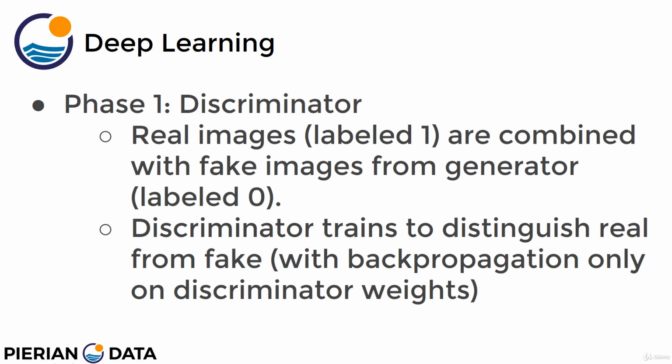In phase one, what we do is we take real images and we label those as 1 for being truly real, and they're combined with fake images from a generator, labeled 0. The discriminator then trains to distinguish real images from fake images. Keep in mind, in phase one of training, the backpropagation is only occurring on the discriminator. So we're only optimizing the discriminator weights during phase one of training.